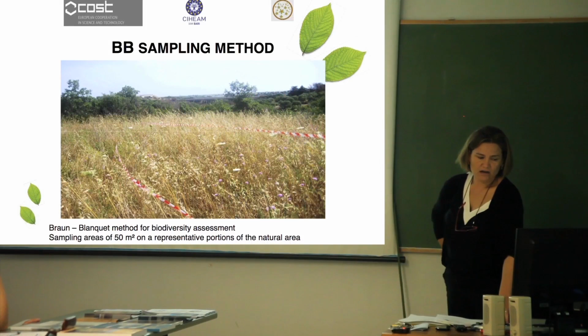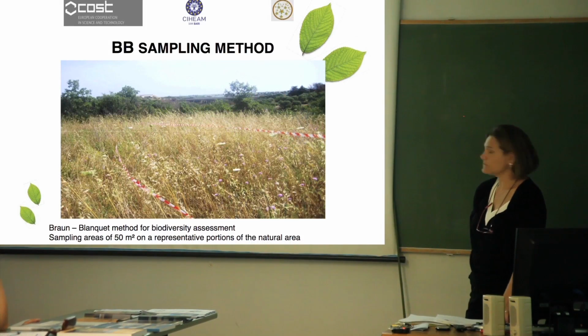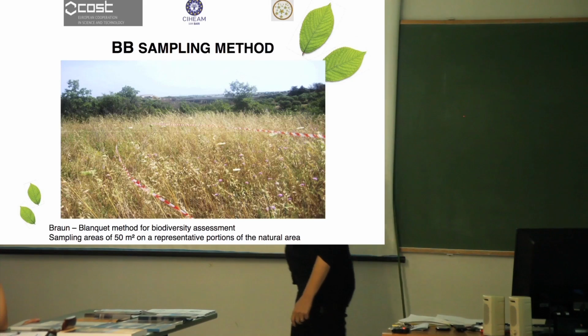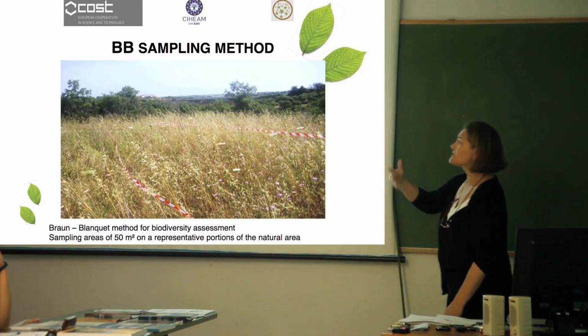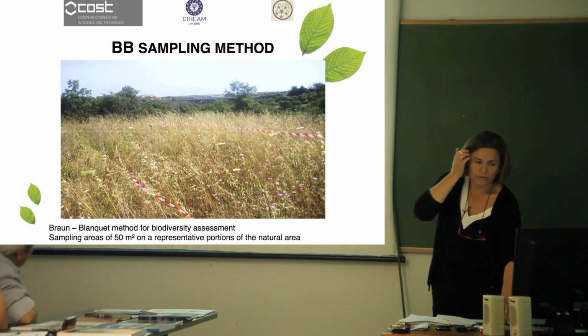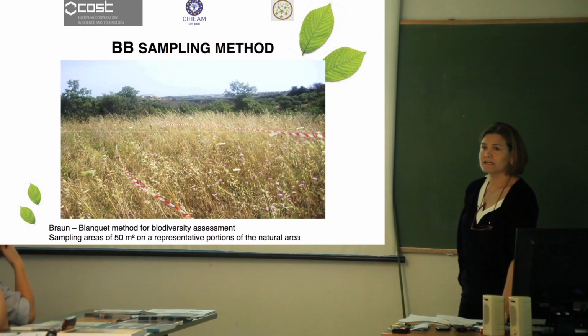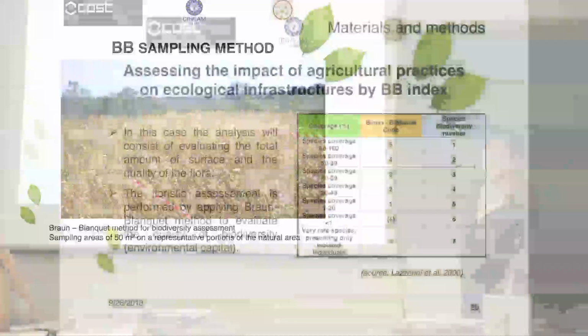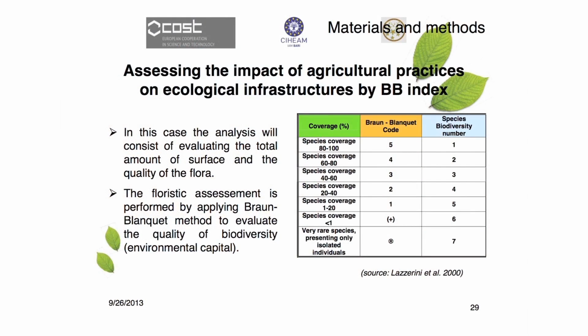This is the Braun-Blanquet method, the assessment. We identified the areas, not one area, but many areas. And then we gave a score to the projection of the different species' canopy. Then each presence of a species is given a Braun-Blanquet code that depends on the coverage of the species in the test area.